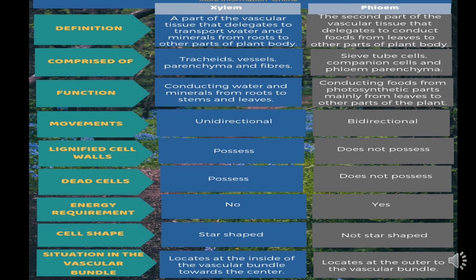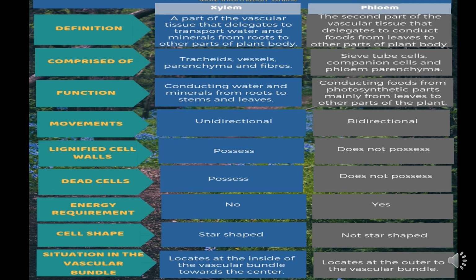The function of xylem is to conduct water and minerals in upward direction, and phloem performs the function of conducting food formed by photosynthesis from leaves to other parts. Movement is unidirectional in xylem, whereas it is bidirectional in phloem. Xylem cells are basically dead and have lignified cell walls, whereas phloem cells are mainly living cells and do not have lignified deposition. Energy is not required in the movement of water and minerals through xylem, whereas the active movement taking place in phloem requires energy.